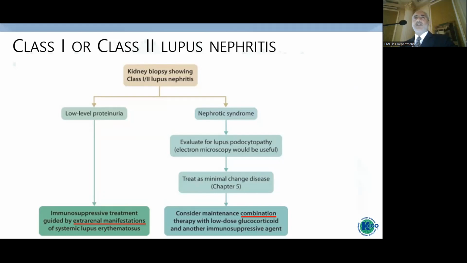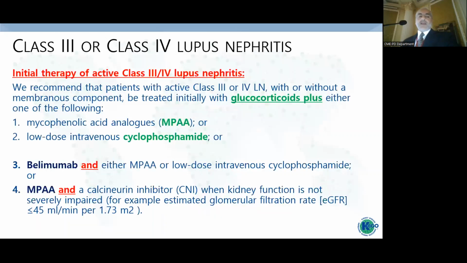But if the patient has nephrotic range proteinuria and a picture of nephrotic syndrome, lupus activity should be evaluated, and if the biopsy shows extensive podocyte involvement, podocyte damage, the patient should be treated with a combination of steroids plus immunosuppressive medication. Class 3 and class 4 are very important.